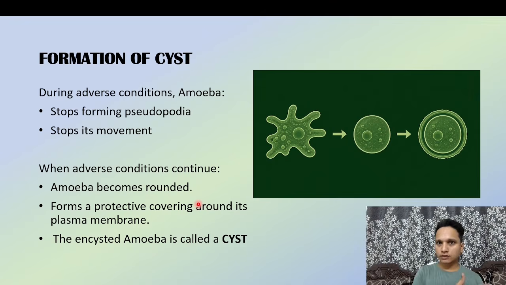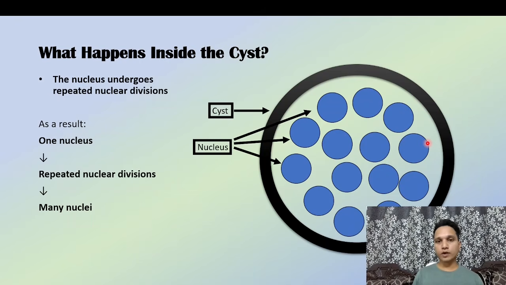Let's get the path clear. The adverse condition arose, then amoeba sensed it. Amoeba stopped the formation of the pseudopodia. It became rounded. The movement has been stopped now, and the amoeba is forming a protective covering around its cell. This whole structure, with the protective covering and the amoeba cell inside, is called a cyst. Cyst may have different meanings on different occasions, but right now we take it to mean the amoeba inside the protective covering.